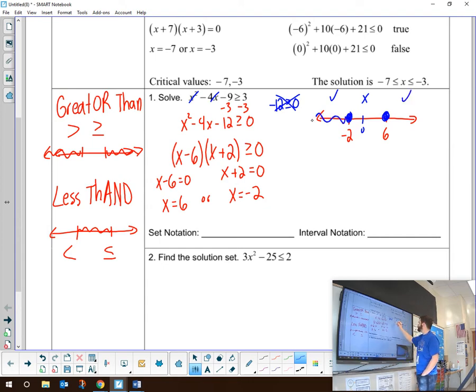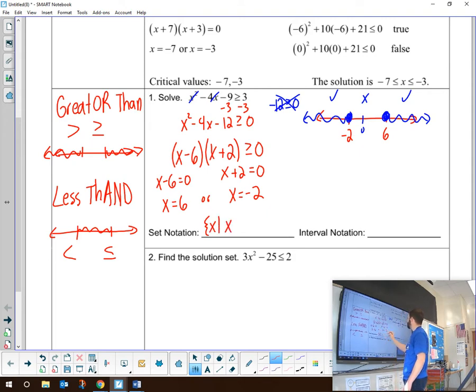So I'm going to go out to the left, and I'm going to go out to the right, and that's going to be my solution. So now let's write the set notation and the interval notation for this. Remember that the set notation is just going to be fancy.